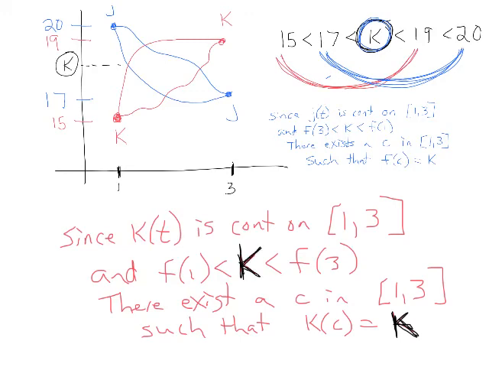Now that we've established that a k exists, the second part of the question is, can we tell where that k exists? And the truth is, no, we cannot. And we can look back at our diagram and see we have lots of different scenarios. Maybe our k exists at 1.2 seconds, or maybe our k exists at 2.8 seconds. There's no way with the information that we have to tell for certain where that k exists.